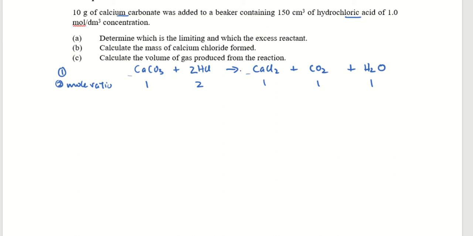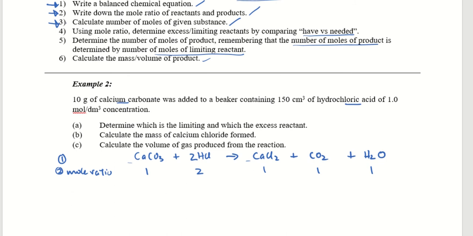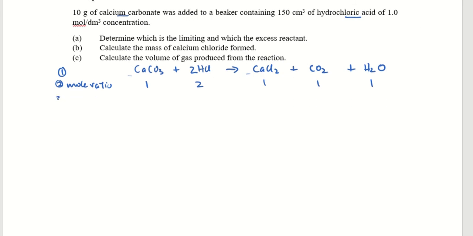Now let's take a look at step number 3. We calculate the number of moles of the given substances. So let's write down what was given in the first place. We know that 10 grams of calcium carbonate is given, and we are given the volume and the concentration of the acid. There's 150 cm³ of hydrochloric acid of 1.0 mole per dm³ concentration. Since we know both the volume and the concentration, we can actually calculate the number of moles.